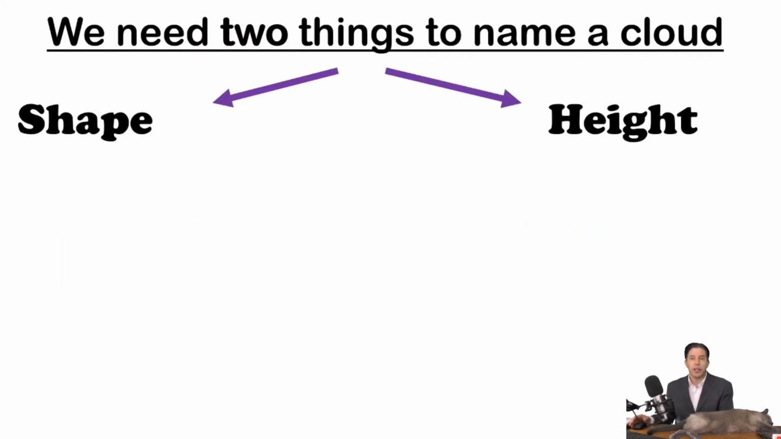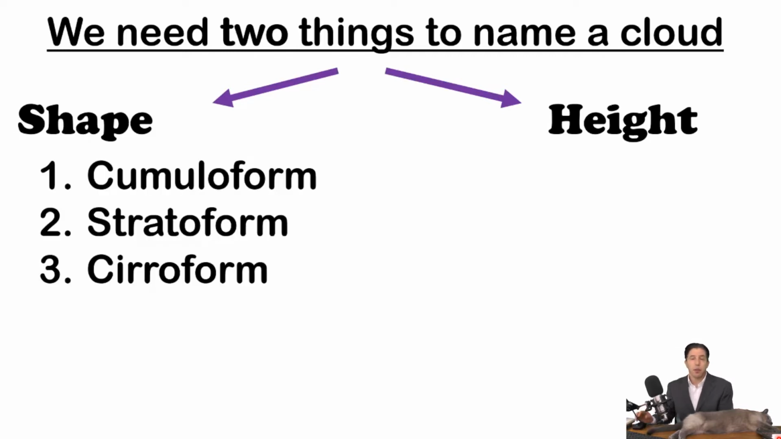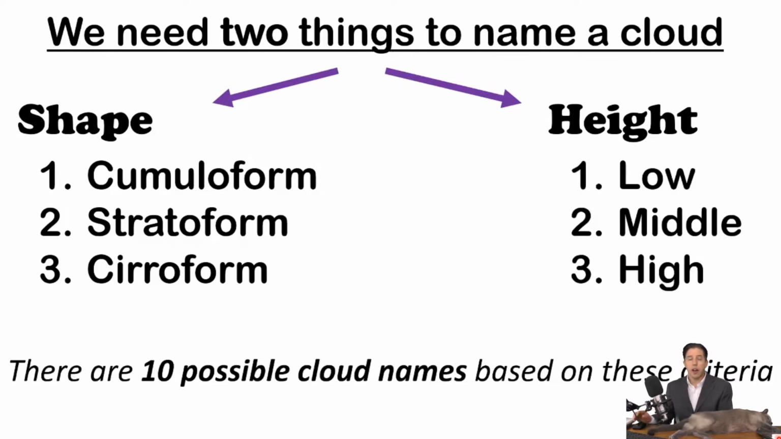do that, we need to know two things about the cloud. We need to know its shape, and we need to know its height above the ground. So for shapes, there are three general shapes that all clouds should fit into: cumuliform, stratiform, and cirriform. I'll show you examples of those in a second. And then there's three heights that all clouds should fall into, either low, middle, or high. So given those variables, there are 10 basic cloud types that we can come up with from this system.